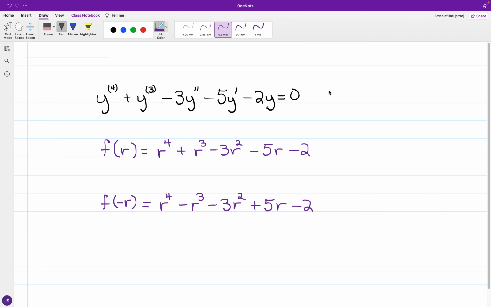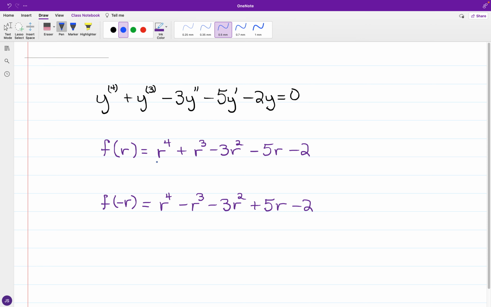Okay, in this one we have y, where we have a fourth order derivative plus third order derivative of y minus 3 times the second, and so on, and we have it equal to 0. If we take what we have and translate it in terms of characteristic root notation, as an algebraic expression we have r to the fourth plus r cubed minus 3r squared minus 5r.